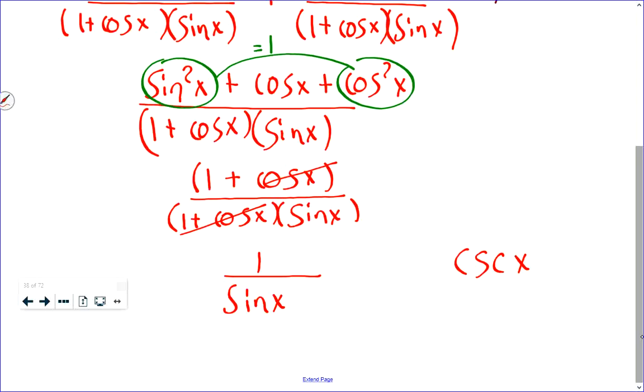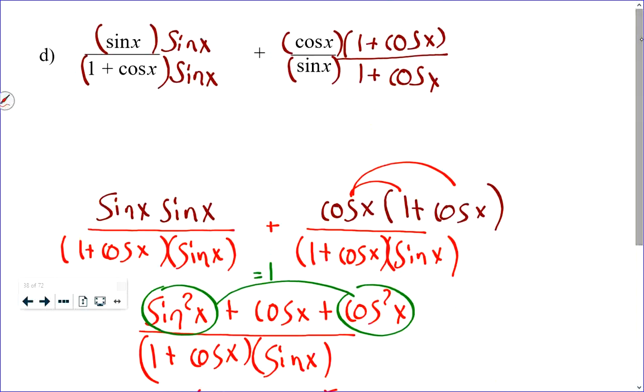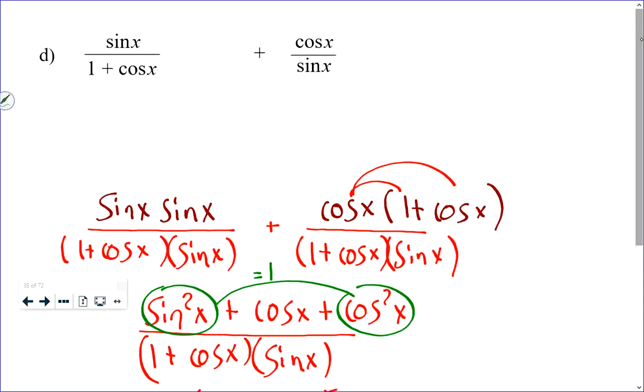So this is what you're doing in this unit from now on. You're taking, quite frankly, a complicated expression and you're using your mathematical skills to turn it into something simpler. I mean, that whole expression is just cosecant of x.